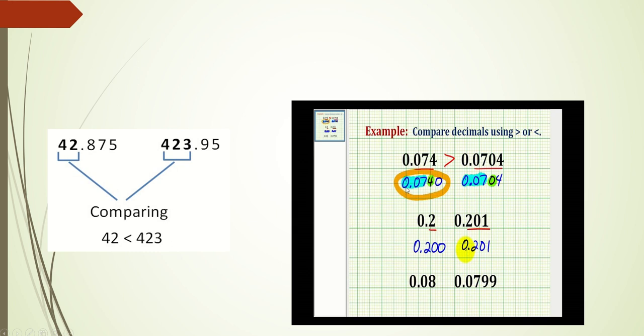Now compare whole part. 0, 0. No conclusion we have. Compare 10th part. 0, 0. Do you have any conclusion? No. Now compare 100th place. On 100th place I have 7, and in right hand side again I have 7. Again no conclusion we have.